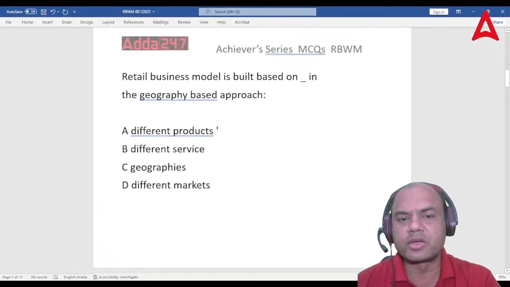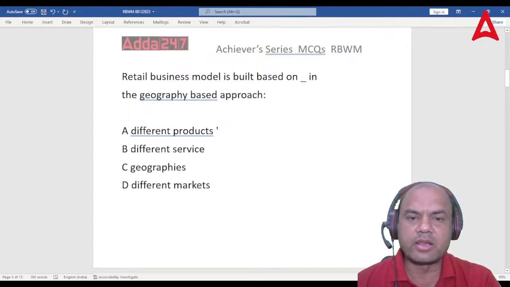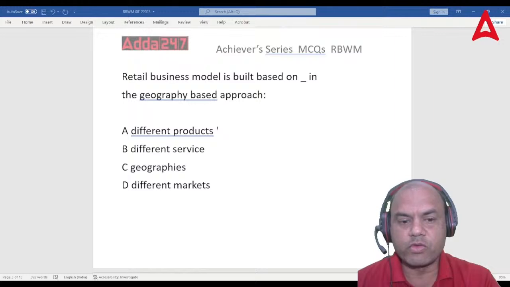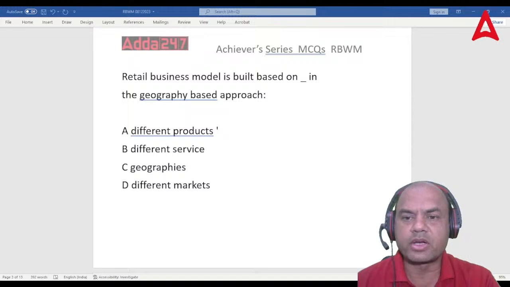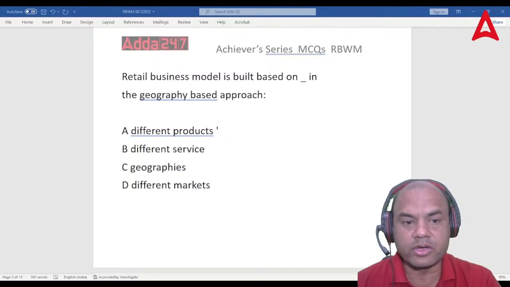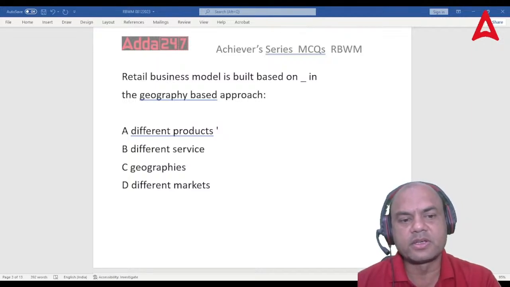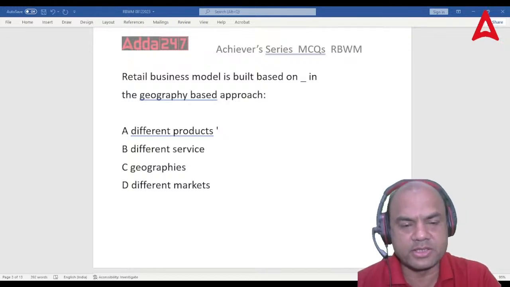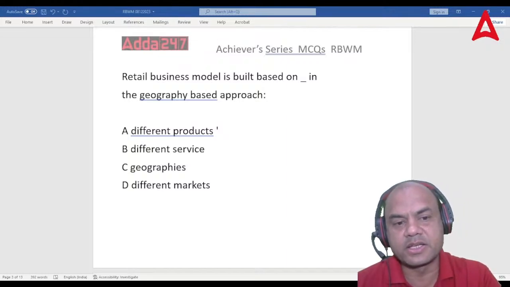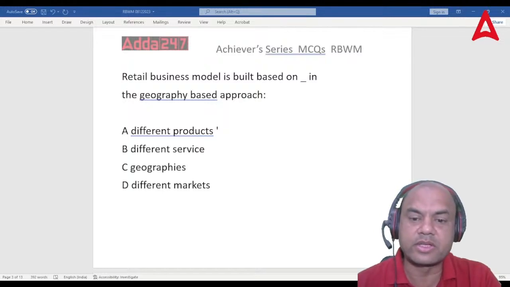A retail business model is built on dash in geography based approach. What can be the answer over here? Think over it, everyone. A retail business model is based on what? Different products, different services, geographies, different markets. So it is based on dash in geography based approach. Now this dash you have to fill in.